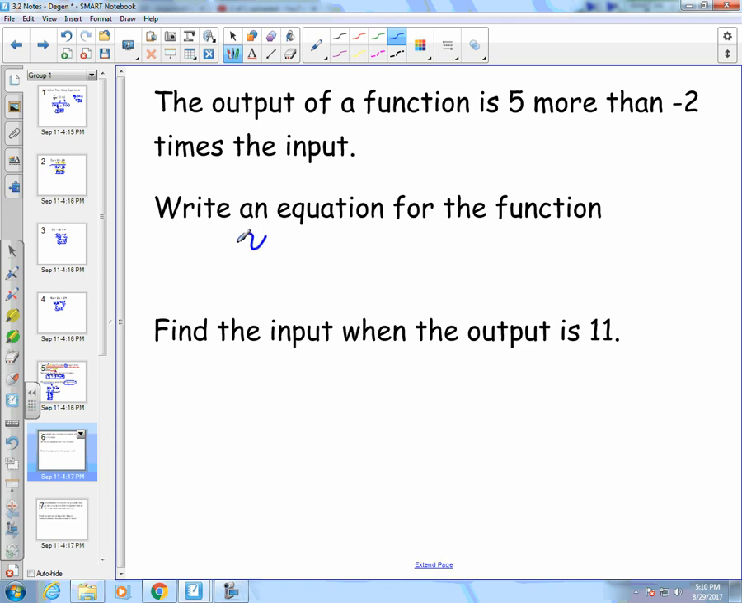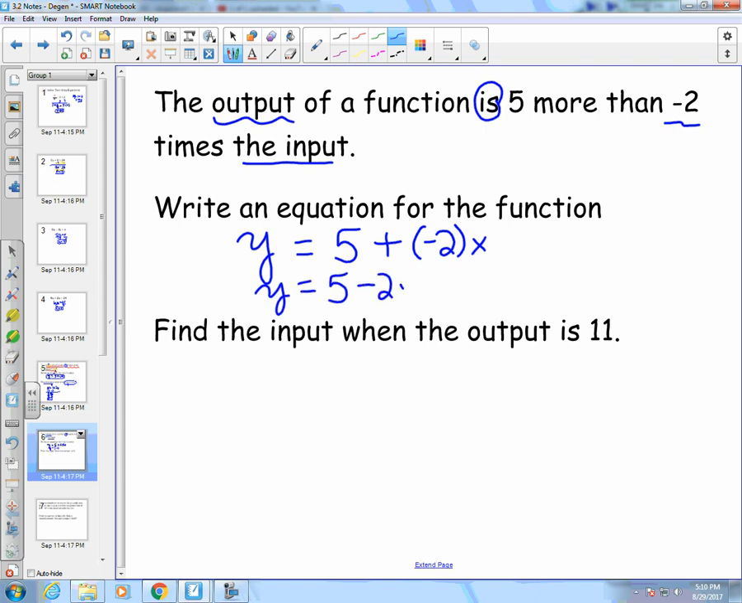The output of the function is, so output is 5 more than. 5 more than is adding. More than what? Negative 2 times the input. Well, if I'm going to write that as 5 plus a negative 2, I've got to put parentheses around it. If I want to clean it up a little bit, that's 5 minus 2x. This is what I would prefer to see, but the top one is not wrong as long as you use parentheses around the negative 2.